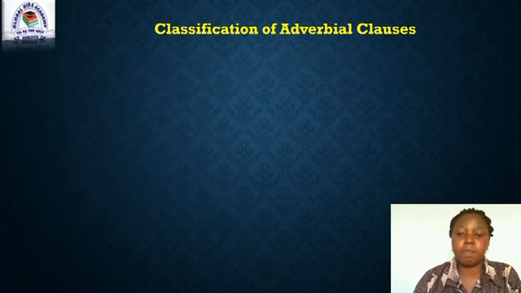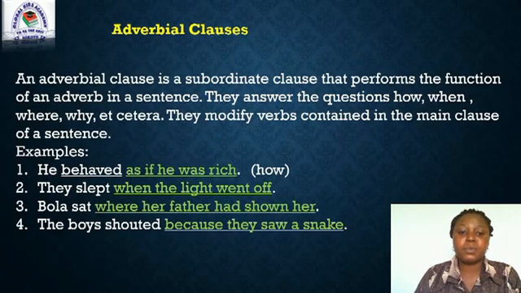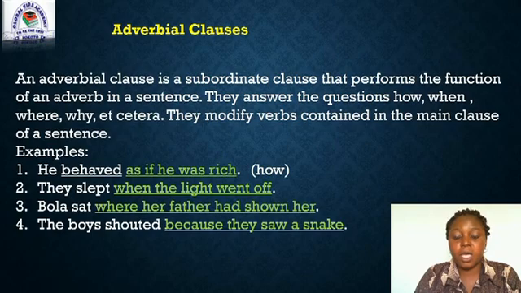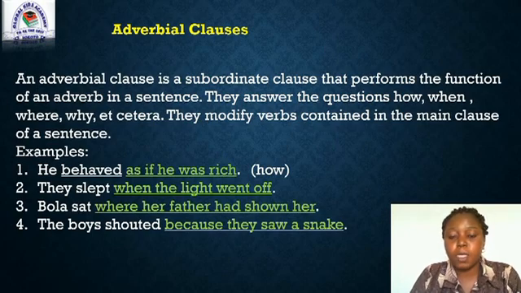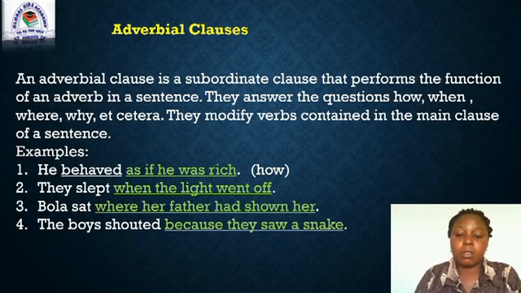Let's go back a little and look at the examples that have been given. We have as if. As if is a subordinate conjunction and it introduces the adverbial clause of manner. When the light went off, when introduces the adverbial clause of time. Look at example number 4. Because we saw a snake. Because is a subordinate conjunction and it introduces adverbial clauses of reason.